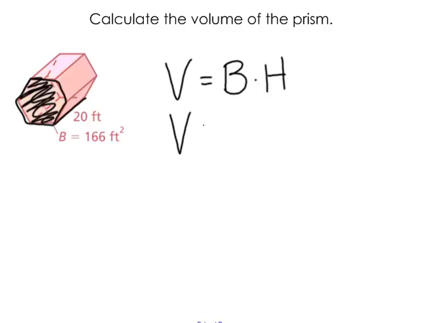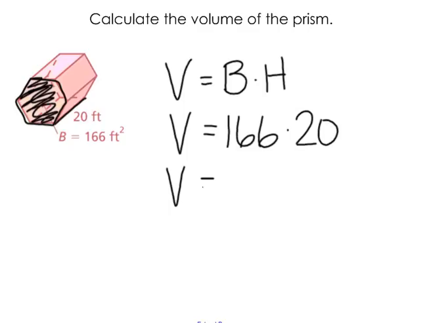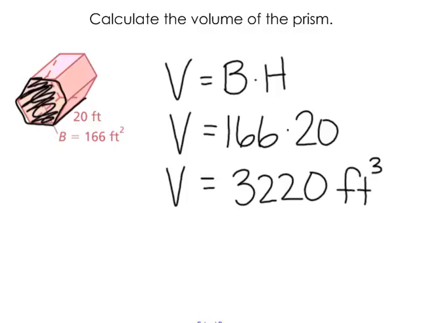So for this one, all we need to do is plug in area of the base is 166, and height is 20. So we'll go ahead and multiply 166 by 20, and that comes out to 3,220, and then this is going to be feet cubed.